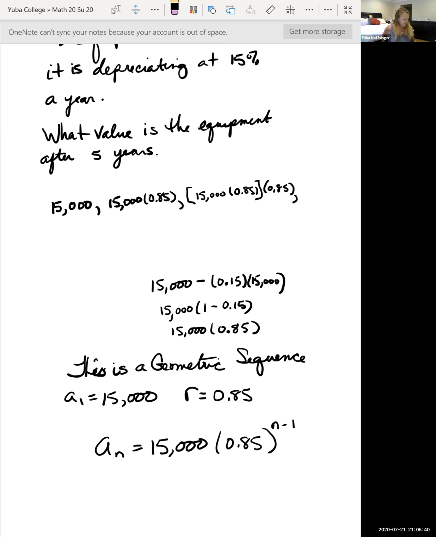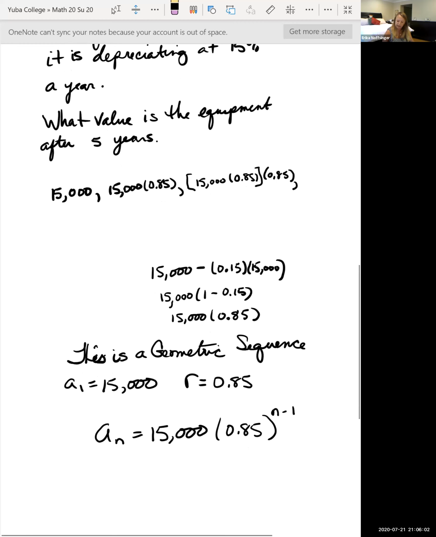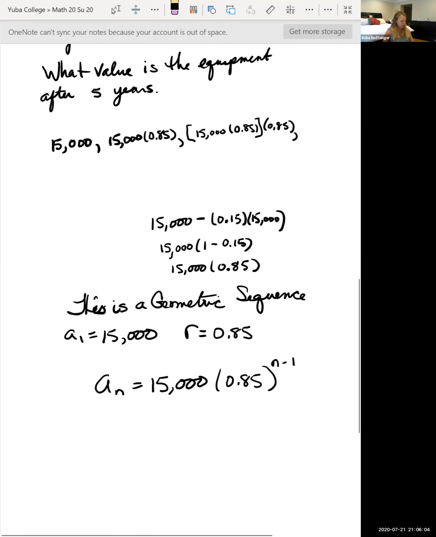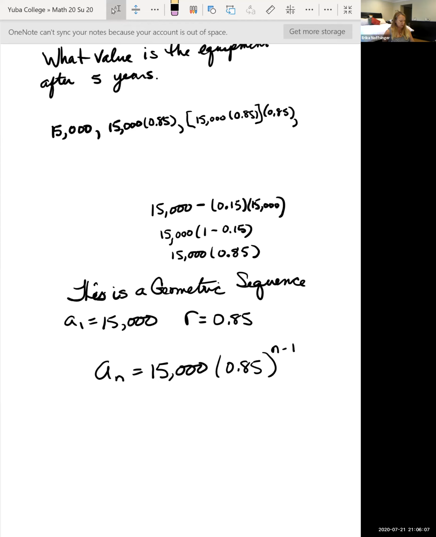So after 5 years, the thing is, I'm actually now questioning myself, because are we thinking of 15,000 as really our first term? The company depreciates the value by 15% each year. Well, let's look at it. We want to know what value the company should give the equipment after 5 years. So basically, this would tell me I would want to look at a sub 5.